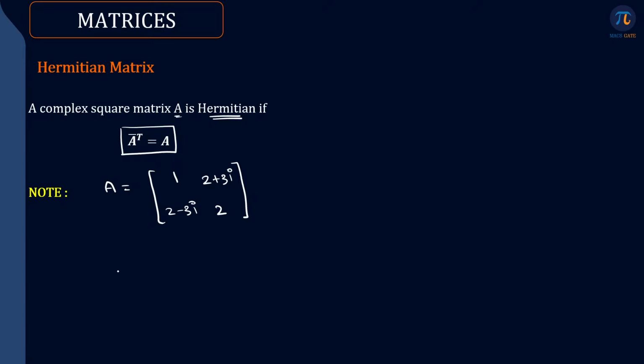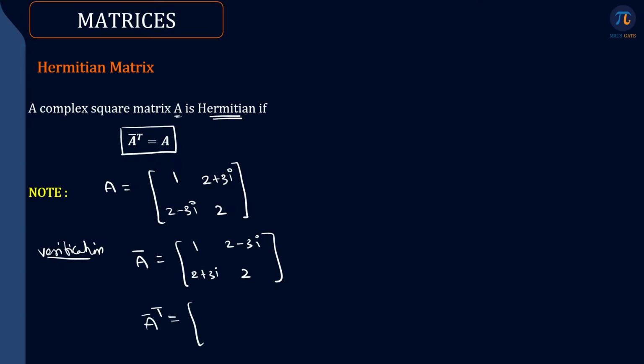If you want, you can verify this, sir. Verification I am doing. What is the conjugate? For real numbers, they are the same. These fellows become 2 minus 3i and 2 plus 3i. Then what is the conjugate transpose, sir? Convert columns to rows and rows to columns. That is 1, 2 plus 3i, 2 minus 3i and 2. And you see the conjugate transpose is the same as matrix A, therefore it is a Hermitian matrix.